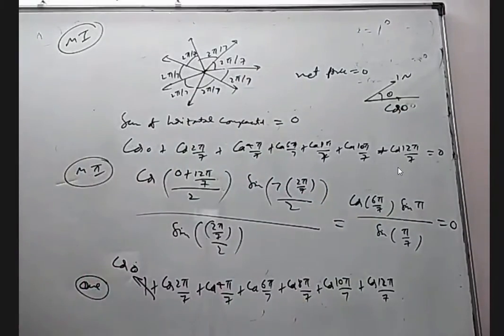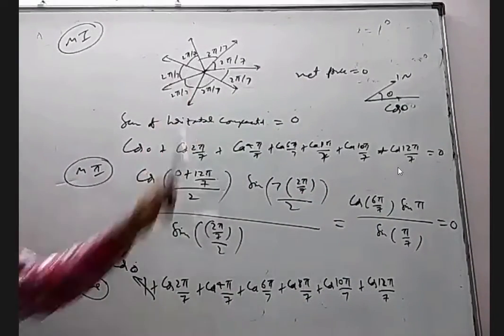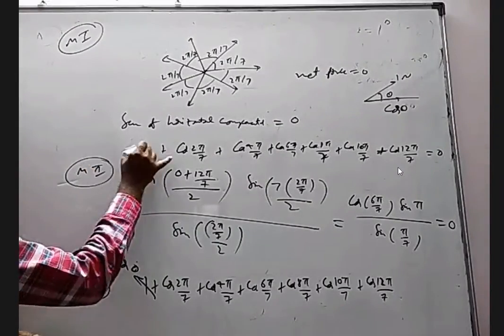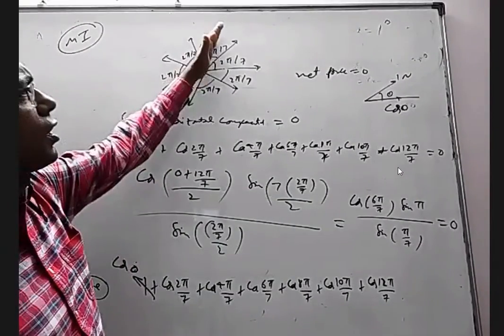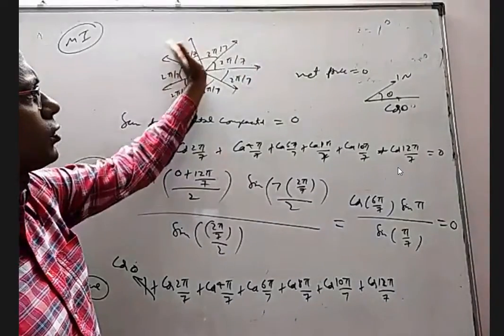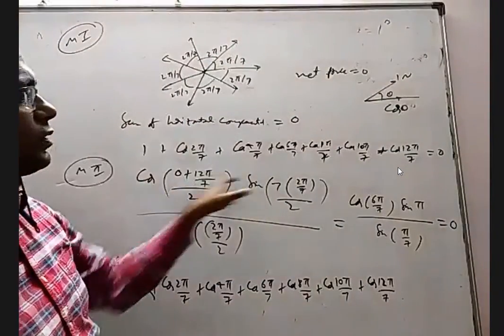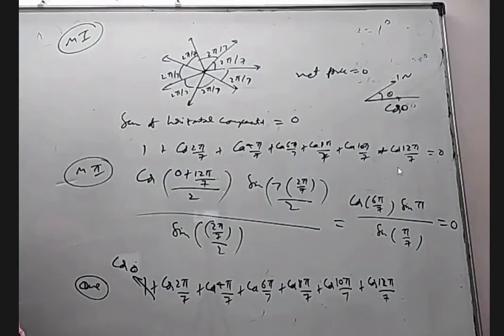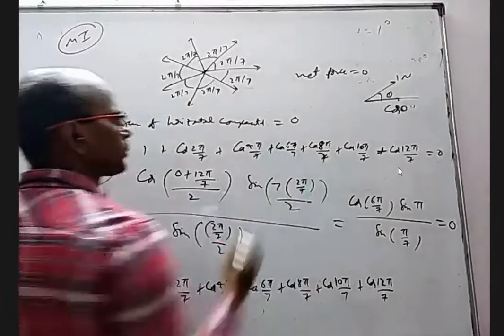So this force is along the axis, so it will directly take 1, or you can write cos 0. For this force, the horizontal component is cos 2 pi by 7. For this force, cos 4 pi by 7. For this force, cos 6 pi by 7, like this.